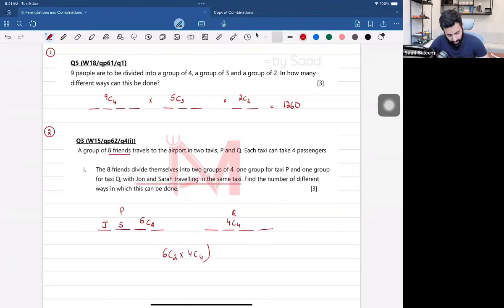But here's the thing. The question doesn't say that John and Sarah have to be in taxi P only. They can be in taxi P, they can be in taxi Q also. That's why we multiply by 2. So what's this 2 for? This 2 is for John and Sarah in P and John and Sarah in Q. So that's why we multiply by 2. And what do we get? We get 30 as a result. Okay, so I hope you guys are following. Now let's move on and do another question.